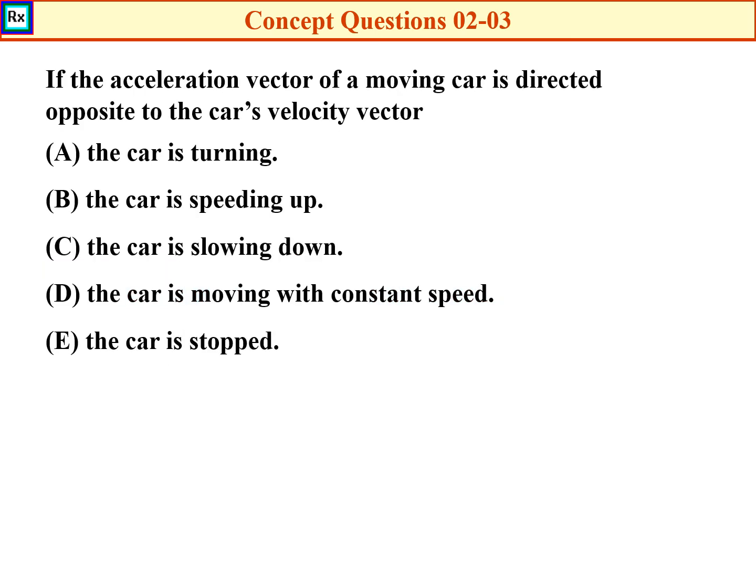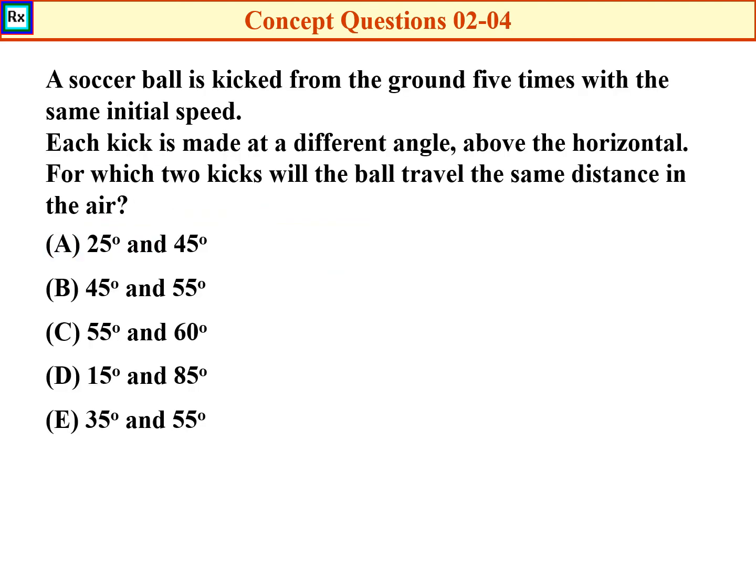Next question, if the acceleration vector of a moving car is directed opposite its velocity vector, then what's going to happen to it? All right, whenever you have velocity and acceleration in opposite directions, the car is always going to be slowing down. When they're opposing each other, it's always going to be slowing down. When they're in the same direction, it's speeding up. When they're perpendicular to each other, that's where we get this answer for A. That's when it's going to be turning.